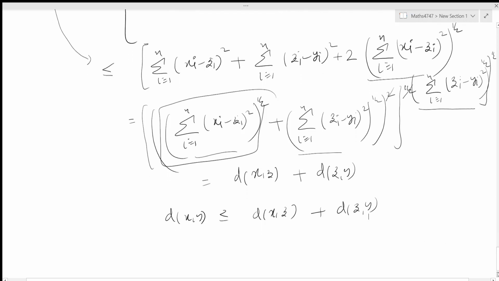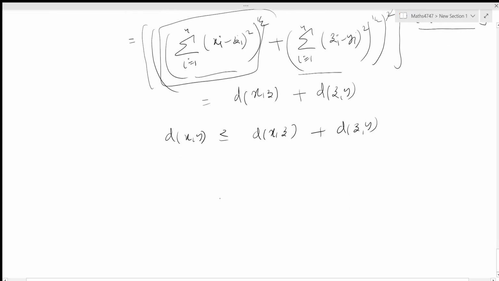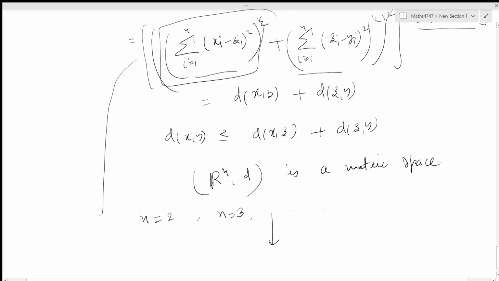That means R^n with d is a metric space with the given metric. d is a metric space. So you can prove this type of example, like if we have n equal to 2, n equal to 3 and so on. We can prove these types of examples by using this way only. So this is the easiest approach to solving. R^n with d is a metric space.